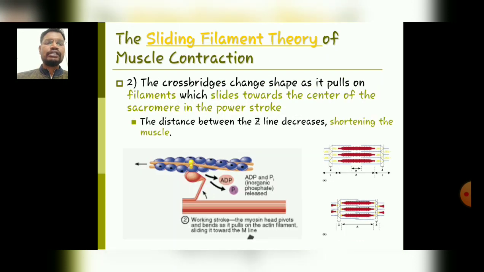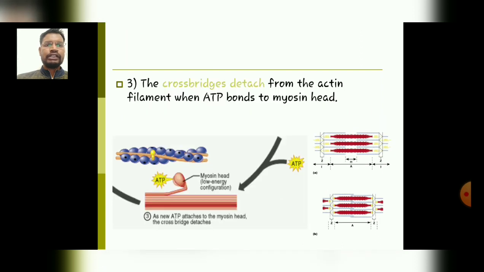As I already told, the myosin head is attracted towards the F actin site to form an actin myosin complex. And in the second step, the cross bridges change shape as they pull on the filaments, which slide towards the center of the sarcomere in the power stroke, and the distance between the Z lines decreases, causing the shortening of the muscles.